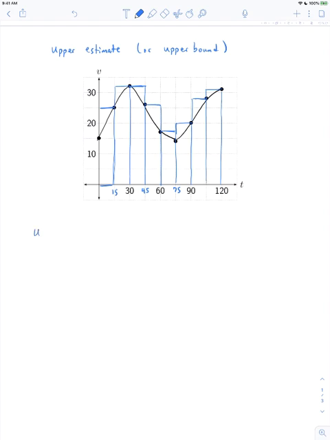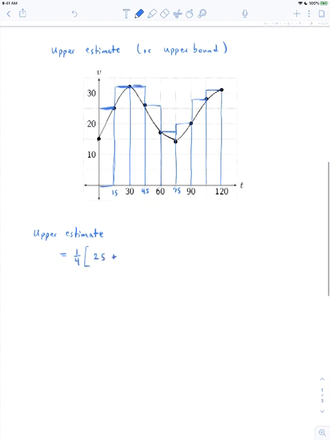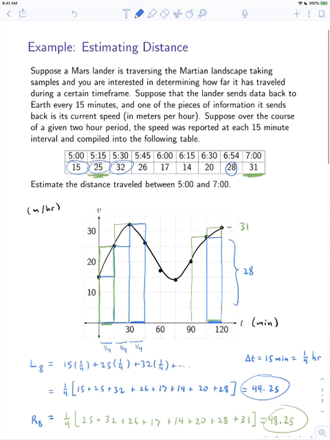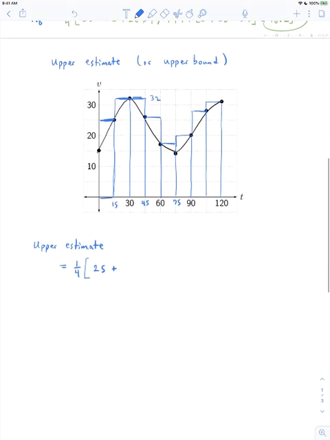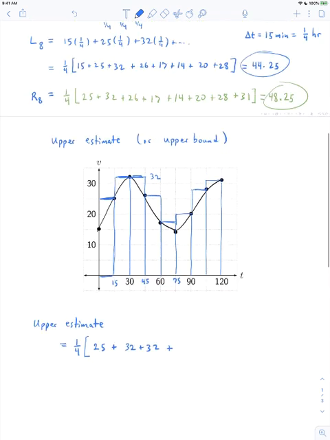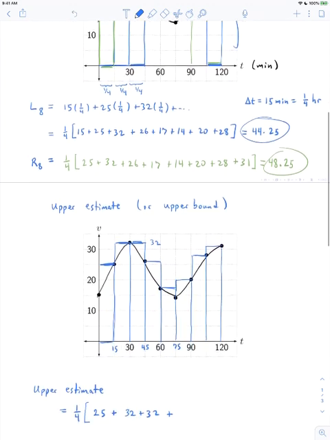So our upper estimate will be a sum, and again it will be 1/4 times, and now I have to pick out the heights of these rectangles. So the first one is 25, and then the second one, if I can't remember the number, I go back to the table, is 32. So this height right here is at 32. And notice there are two of them. So it's 32 plus 32 plus, and then the next one is going to be 26.